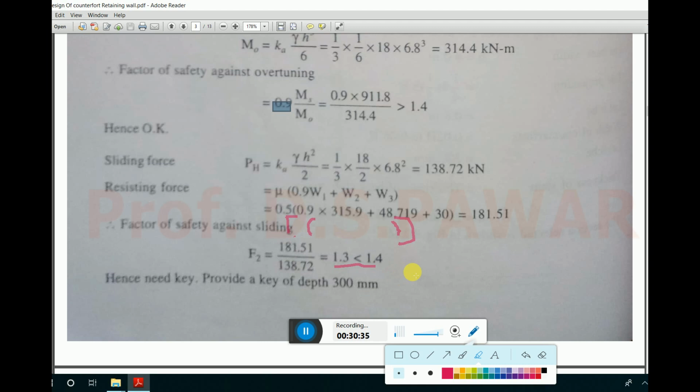But as per the requirement of IS 456, this value is more than 1.1, so actually it is safe. But as per the clauses of IS 456, the factor of safety against sliding should be 1.4. So here we need to provide a shear key, and we assume the depth of the shear key provided as 300 mm. So we are going to stop today, and in the next lecture we are going to continue with how to design the stem in the counterfort retaining wall. This is the stability check only. Okay, thank you.